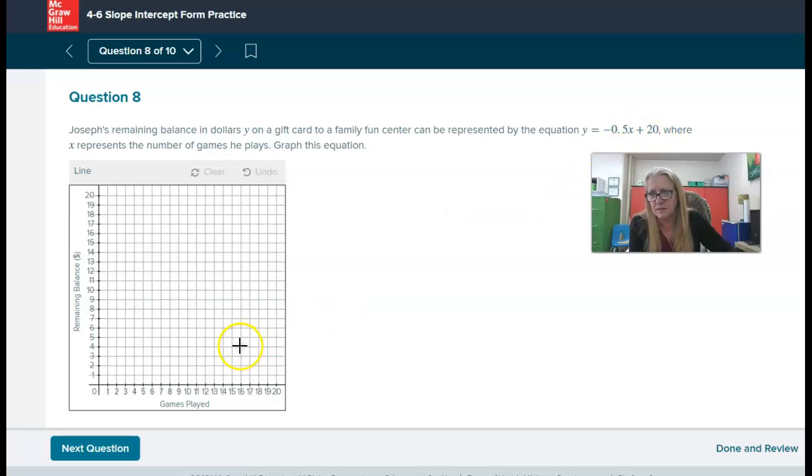Your y-intercept is positive 20. So we're going to put our y-intercept here at positive 20. Okay? Now our slope is negative 1/2. That's equal to this. So that would be down 1, right 2. And these are all numbered 1, 1, 1. So down 1, right 2 will put you right here. And there you have your line.